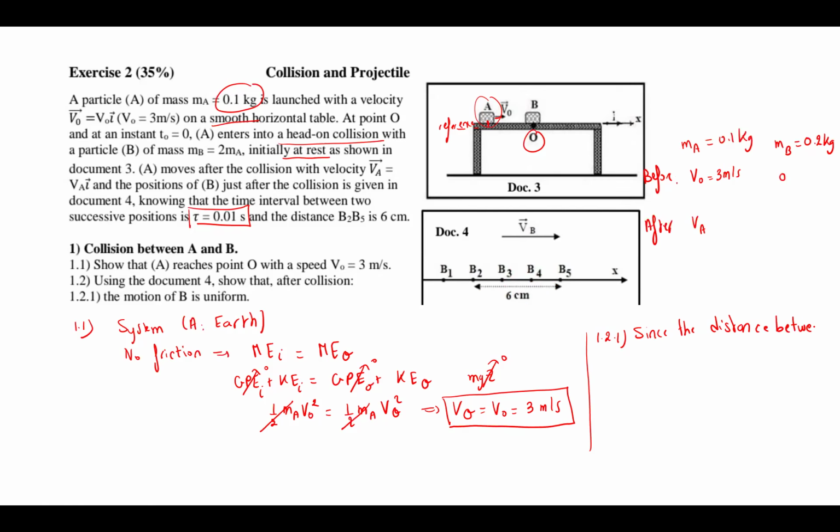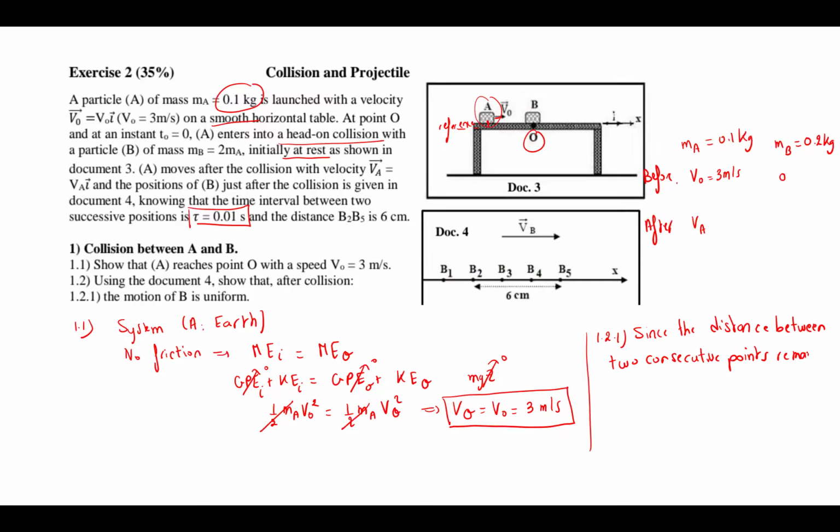So since the distance between two consecutive points remains the same during equal intervals of time, this means the motion is uniform. And since we know that the motion is uniform, now the question is to find the speed.